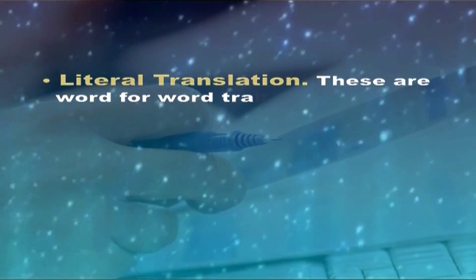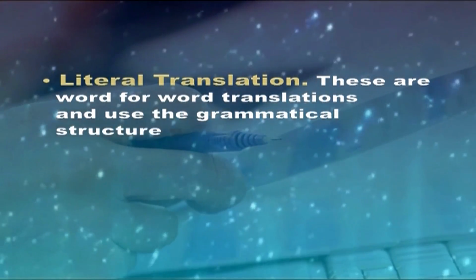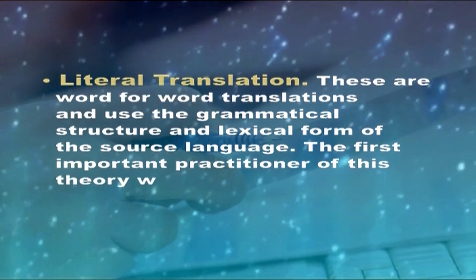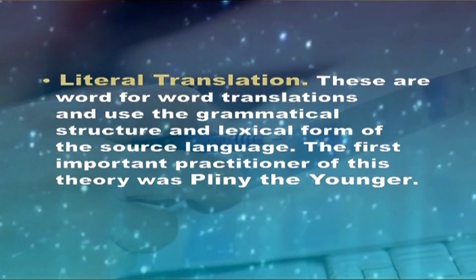The first is literal translation. These are word-for-word translations and use the grammatical structure and lexical form of the source language. The first important practitioner of this theory was Pliny the Younger. He introduced the style of translating words from Greek to Latin and vice versa using the word-for-word approach. This theory is adopted for translations of sacred and authoritative texts where it is essential not to change the meaning of any word.